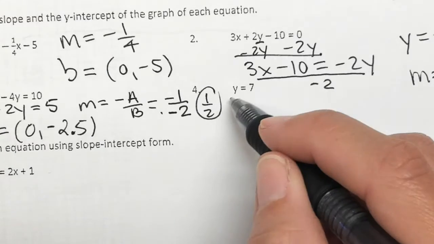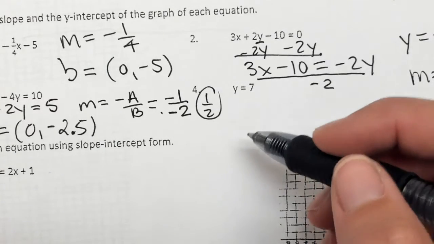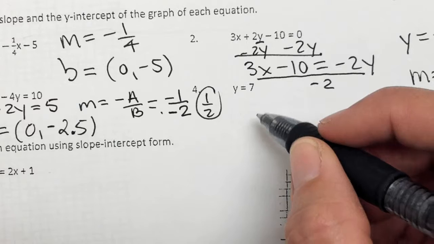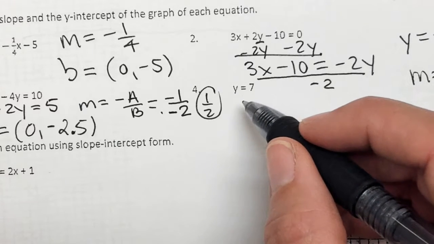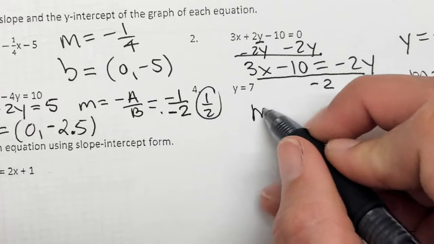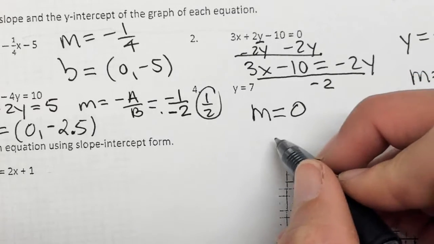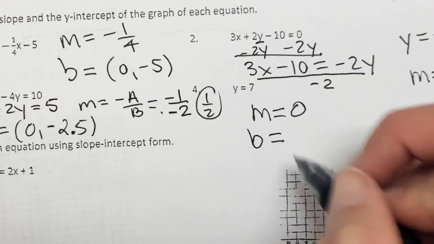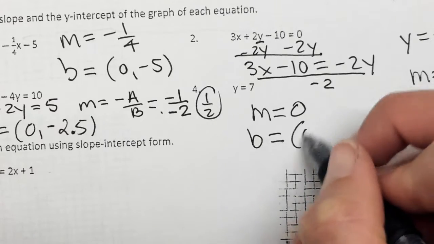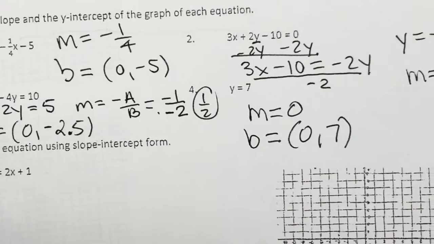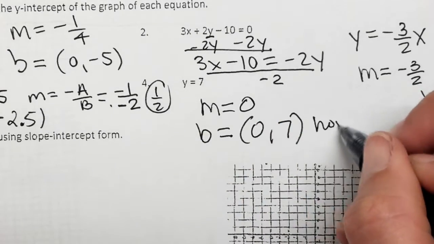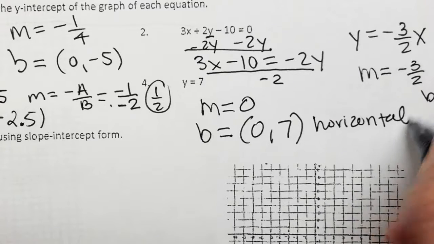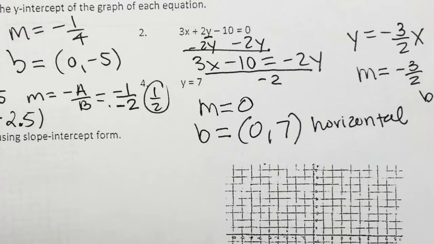Alright, number 4. This is in standard form and slope-intercept form. Can anybody tell me what this slope's going to be? Good, there's no x term, right? So m is going to be 0. What about our y-intercept? 0, 7. Good. Good job. What kind of line is this? Good. Horizontal. What type of slopes do vertical lines have? Good. Undefined.